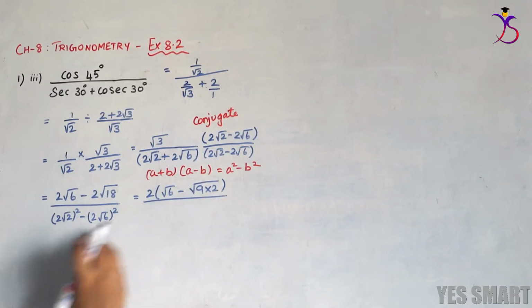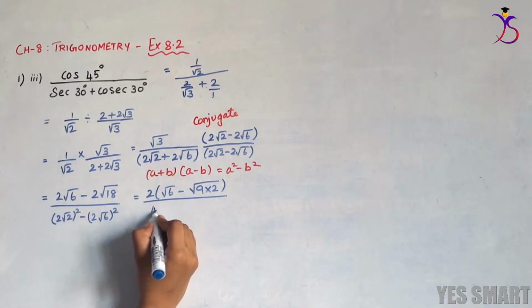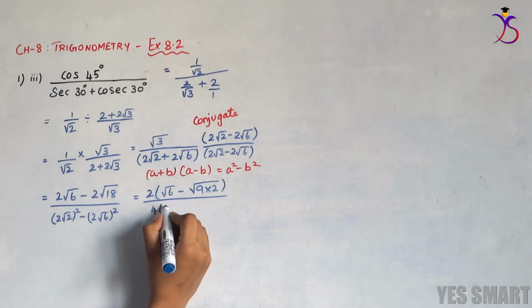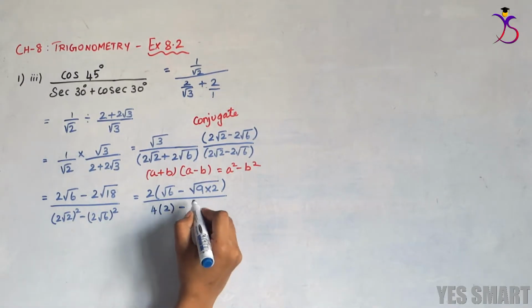In the denominator, 2 square becomes 4 and root 2 into root 2 is 2 minus again 2 square is 4.